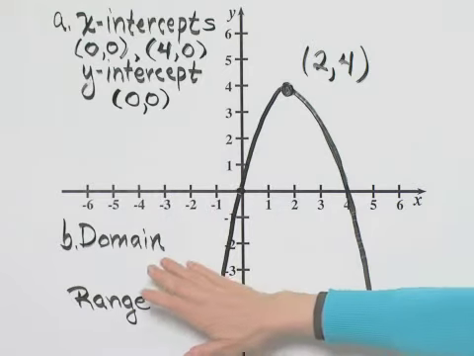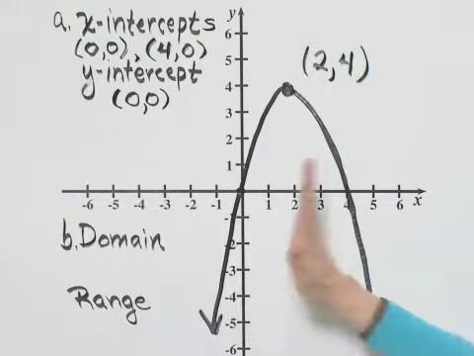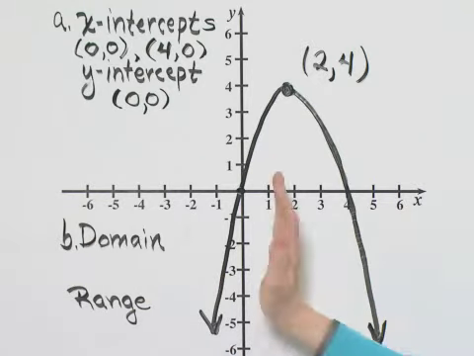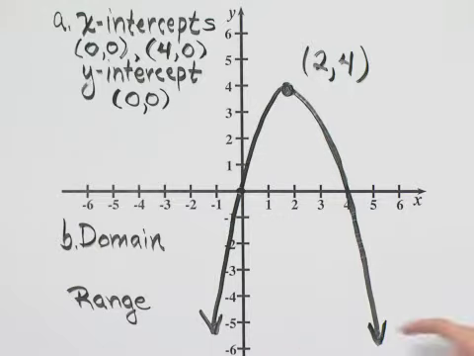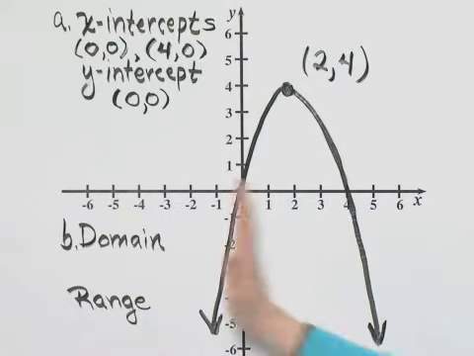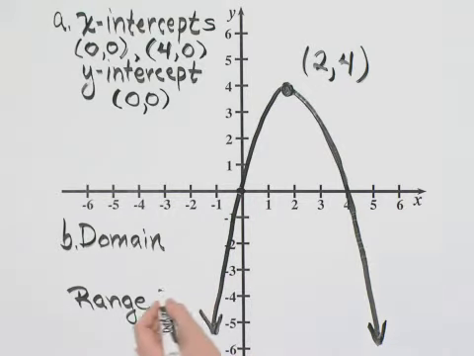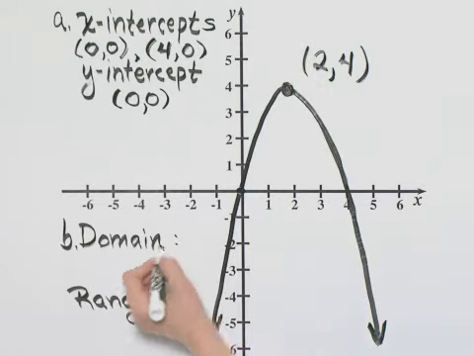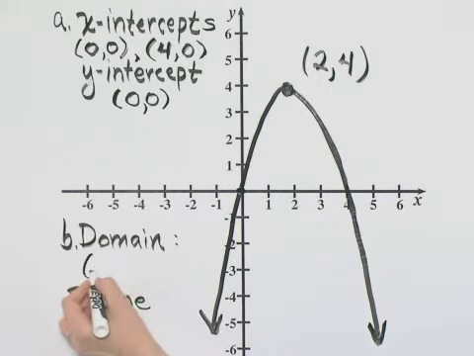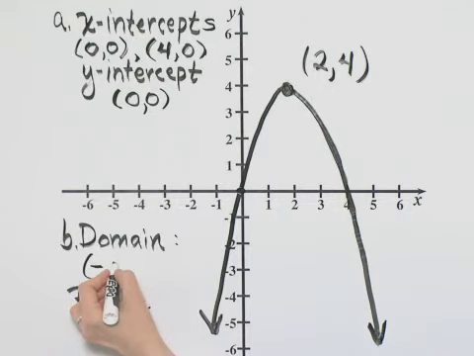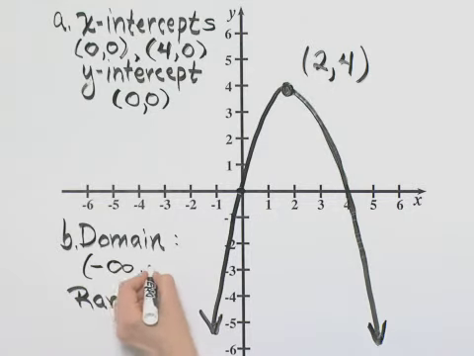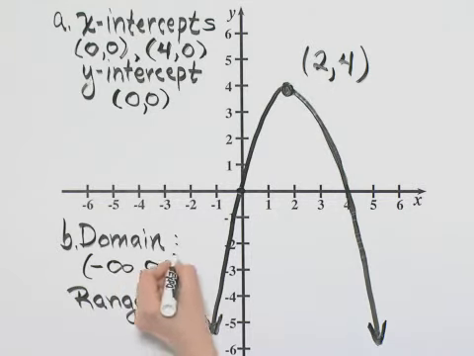Remember, domain has to do with x values, so that means how far left and how far right does this graph extend. Because of this arrow and this arrow, how far left: to negative infinity, how far right: to positive infinity. Domain then, all real numbers, or in interval notation, we can put from negative infinity to positive infinity.